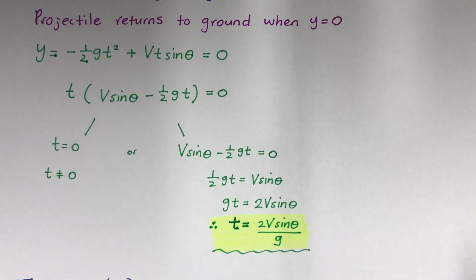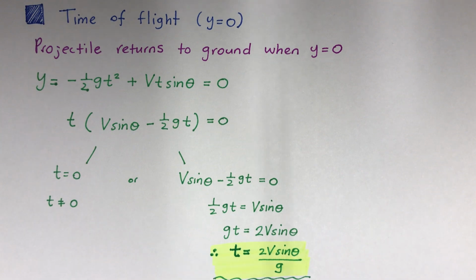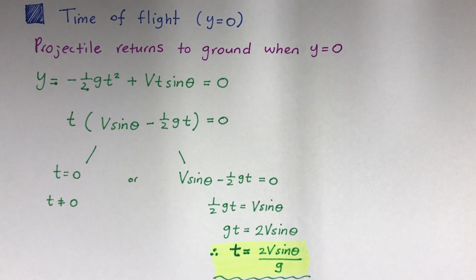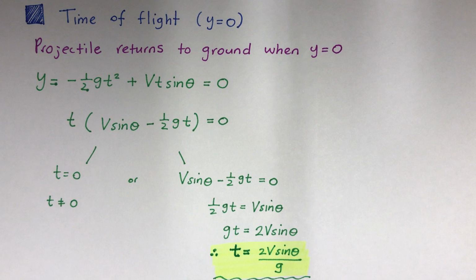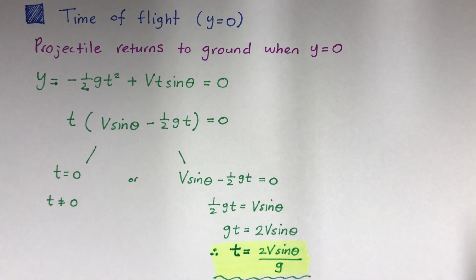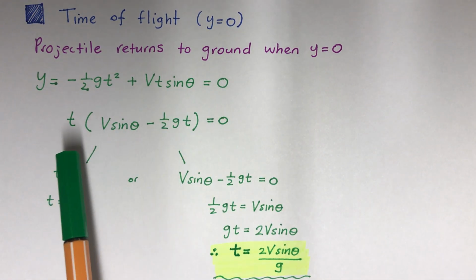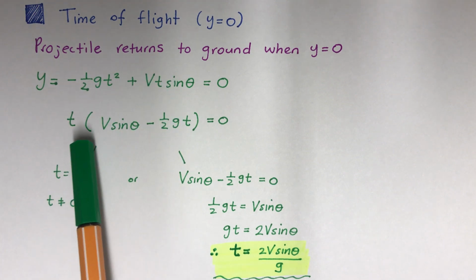Okay, next one is the time of flight. That's when the whole motion is finished, so the particle actually hits the ground. That's the whole time of flight. So y equals 0, yeah? We're going to use y equals minus half gt squared plus vt sine theta. I'm going to make that equal to 0 and take the t out, and you'll get that.